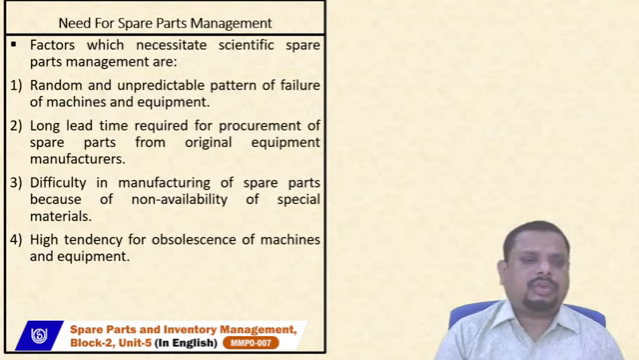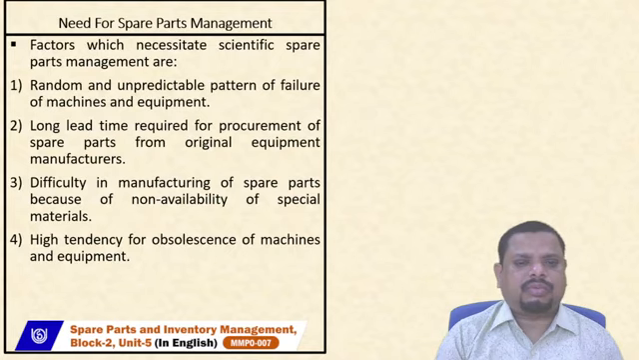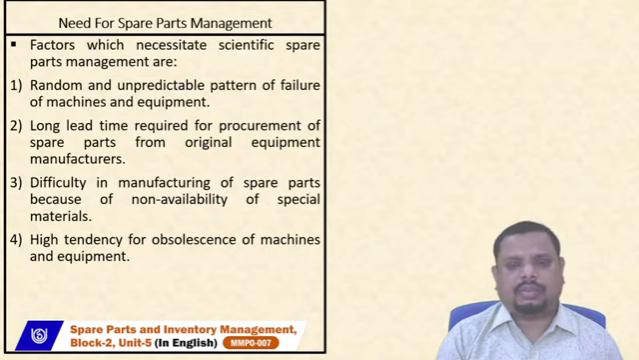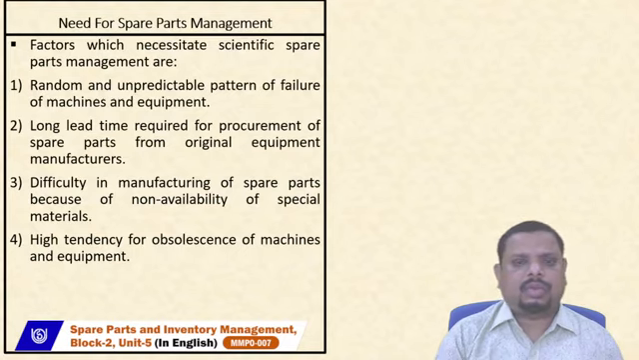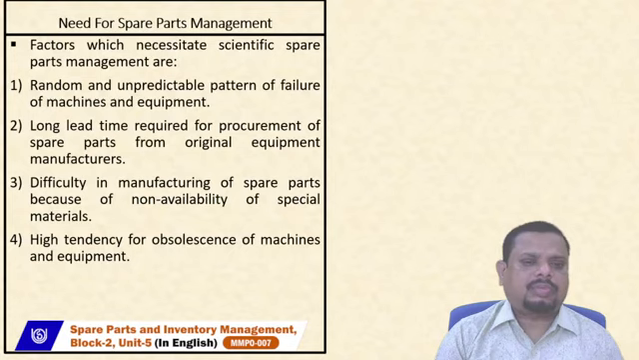Then point number two, a long lead time is required for the procurement of spare parts from the original equipment manufacturers. It is a long, lengthy process to get the original equipment and spare parts from the manufacturers. So whenever you require this kind of spare parts and inventories, you first have to write down the requisition form. The requisition form goes to the purchase department.